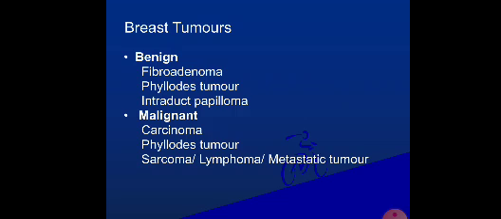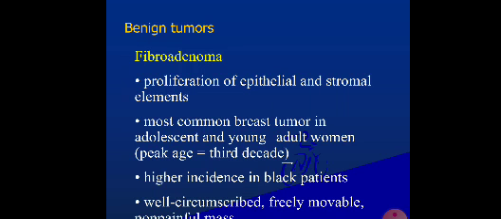Next category, the malignant lesions. Here, in short, the malignant lesions are divided into three. First, the carcinomas, then phyllodes tumors. Phyllodes tumors may be benign, may be borderline, and may be malignant. And third is sarcoma, then lymphomas, and metastatic tumors. We'll discuss. Let's start with the most common condition, fibroadenoma breast.